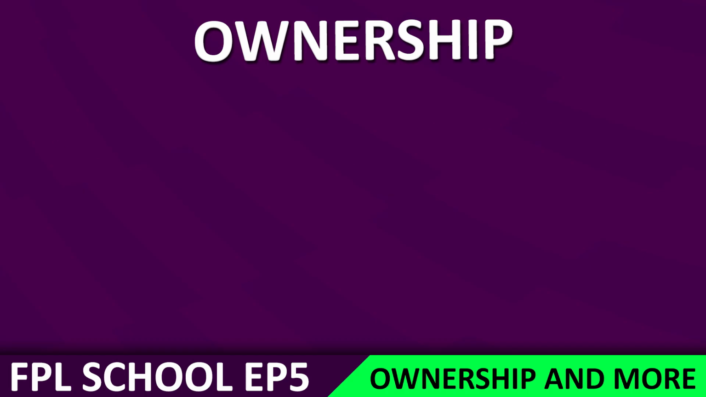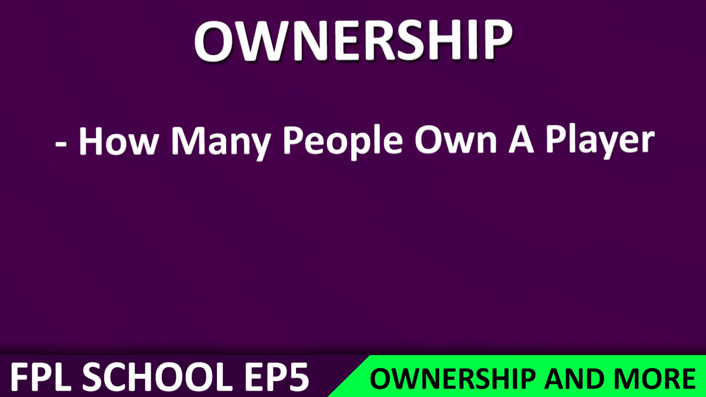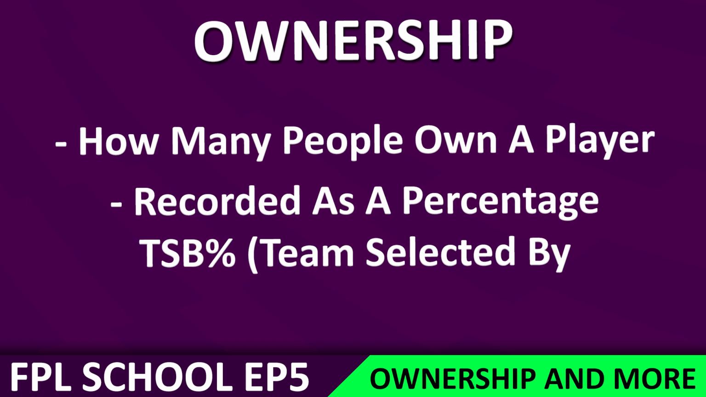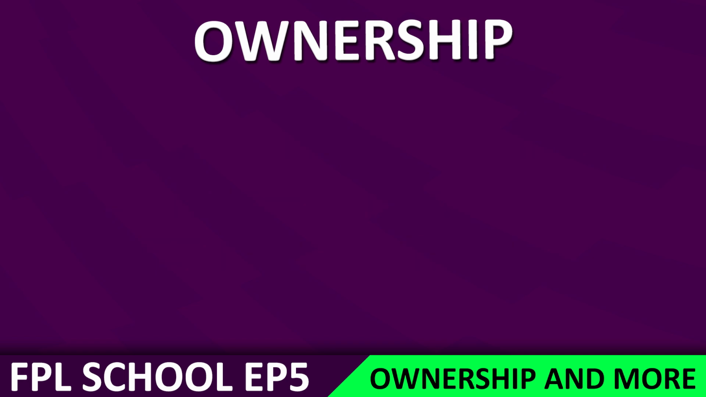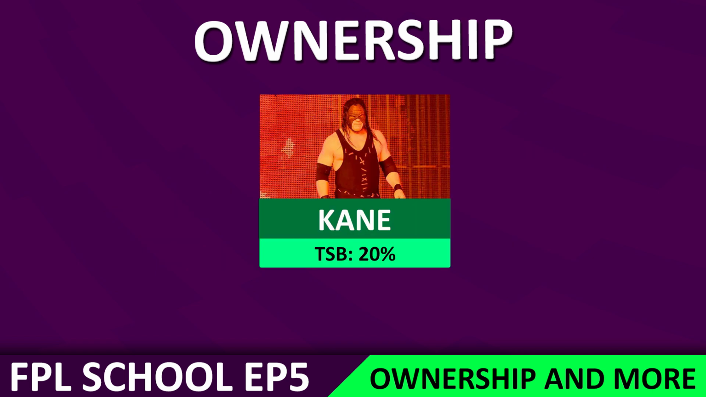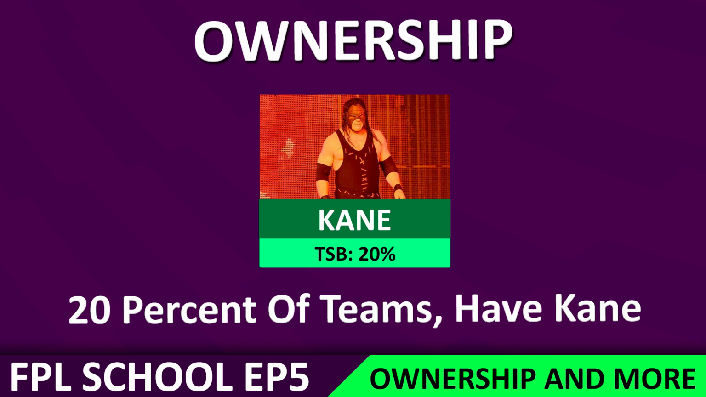Ownership. This refers to how many FPL players own a player, with this value being recorded as a percentage of teams selected by, or TSB, you might also see. So let's say Harry Kane has a 20% TSB. That means 20% of total FPL players own him. Simple, right? But this value is then also used for other things, such as a differential.